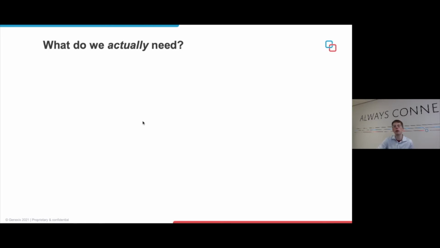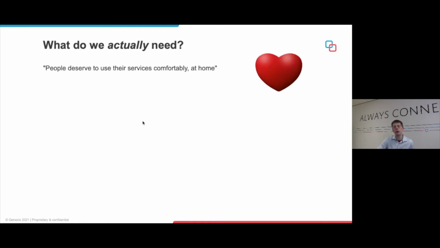So if we go back to the core, what we actually need. And first of all, I would say what we need is to consider that people deserve to use the services that they've subscribed to comfortably at home. That's what makes our heart beat faster, if we can get people to enjoy their services. But this is a very vague statement, right? It's very nice to say, yeah, it should just be very good. So this is not something we can build. So we need to ask ourselves, how can we build this? How can we achieve this?